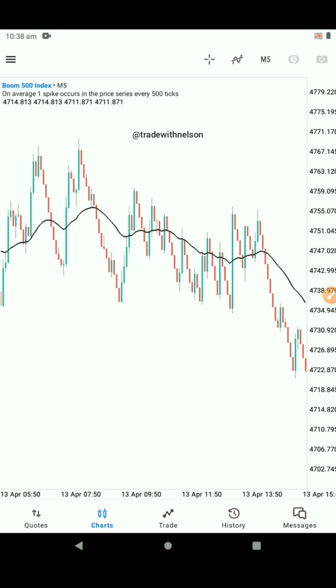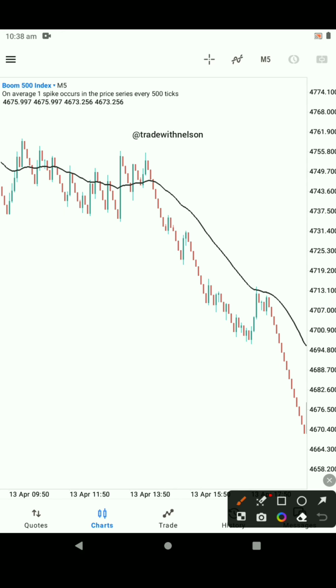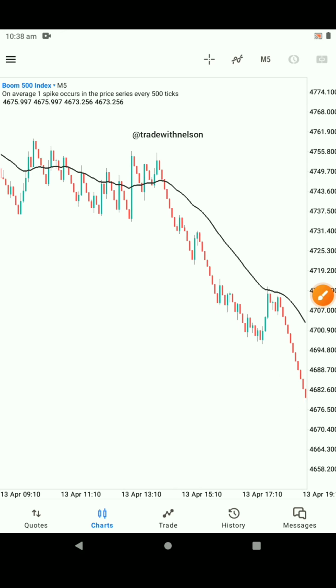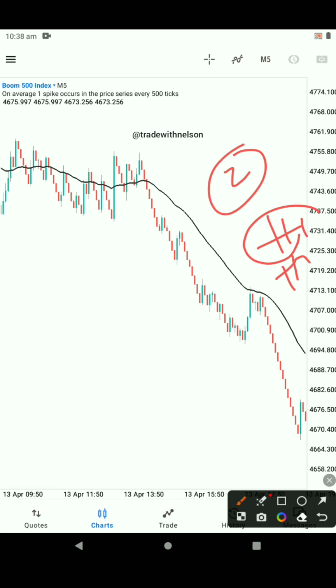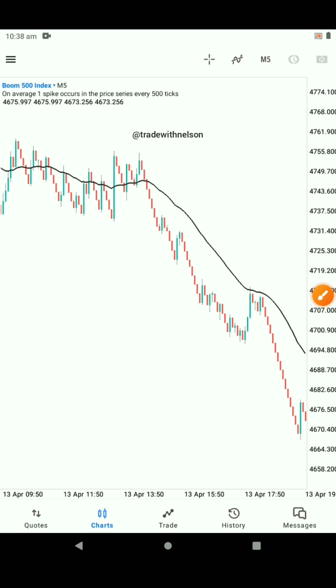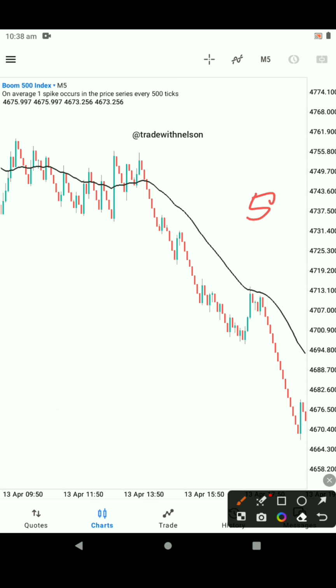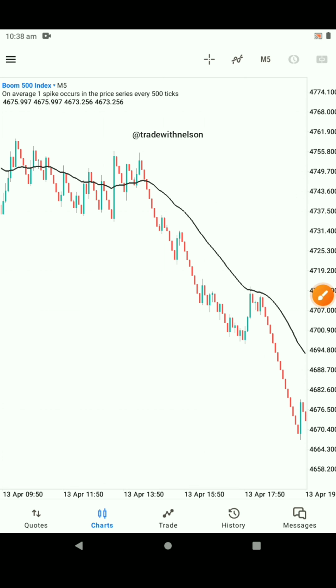So if you look carefully on my chart, I have only one indicator, which is the moving average, and here we are using two time frames. We are using the 1 hour time frame or the 4 hour time frame for our analysis, and we are using the 5 minutes time frame for our entry.